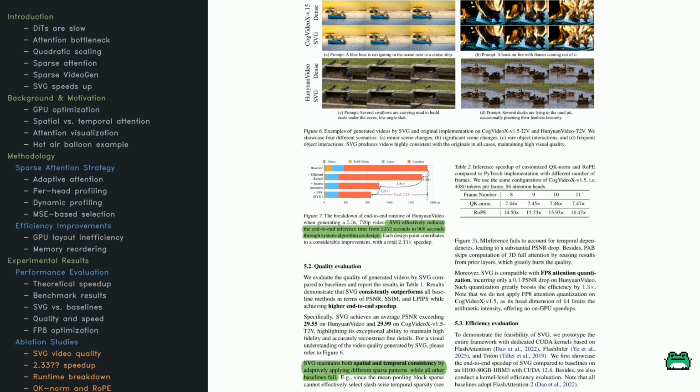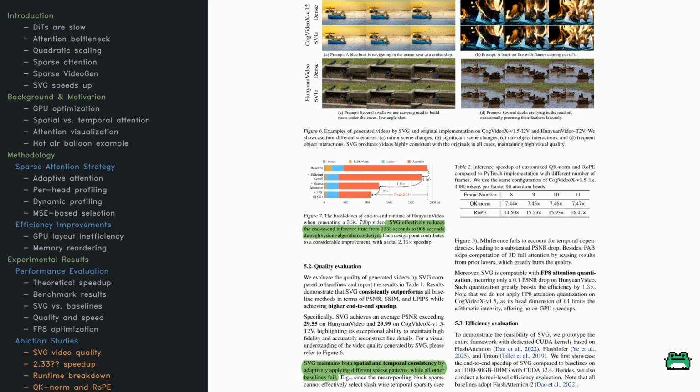What does SVG's video generation actually look like? Take a look at Figure 6 for a clear side-by-side comparison with standard dense attention models. It covers 4 different scenarios: minor and major scene changes, rare object interactions, and frequent motion. No matter the case, SVG's results match the originals while being much faster to generate.